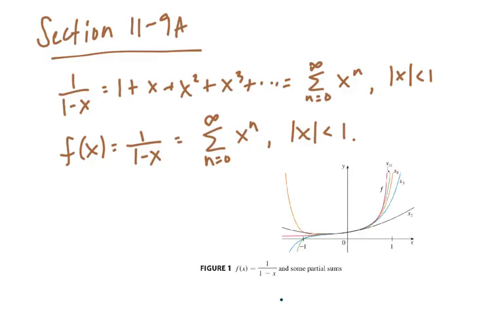So here you can see the red graph represents the f of x, which is 1 over 1 minus x. And then you can see that as our partial sums get better, it gets closer to the graph approximating the function. So let's look at an example.